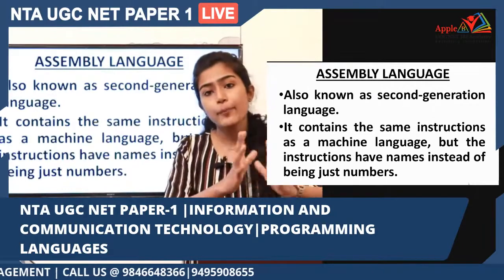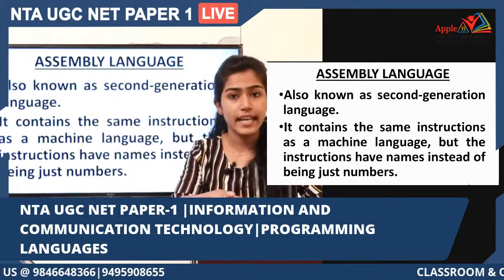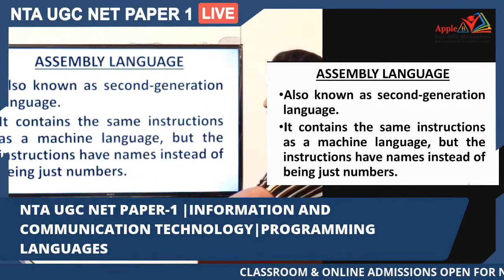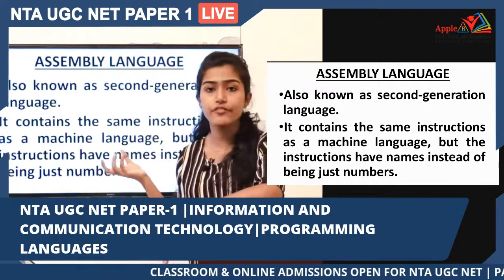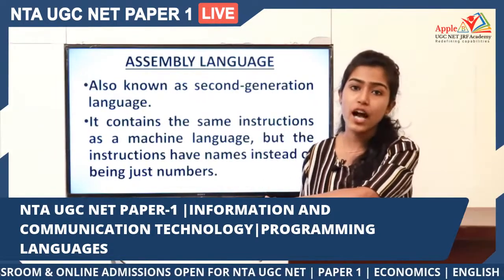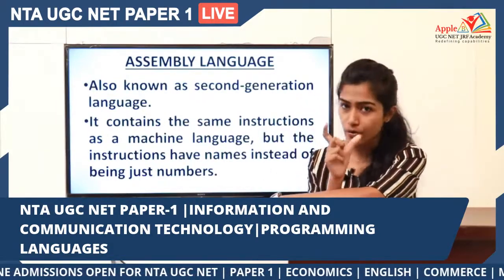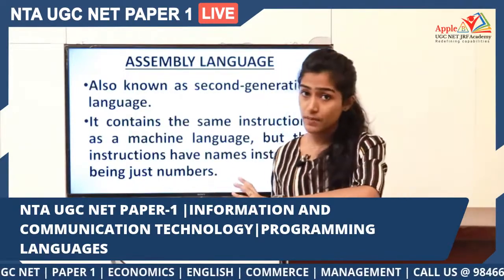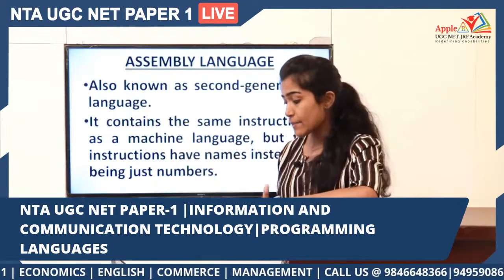Basically both these languages contain the same instructions, but in machine language the instructions are in the form of numbers or binary digits. In assembly language, we use certain names or codes to represent certain instructions. That is the major difference between machine language and assembly language.